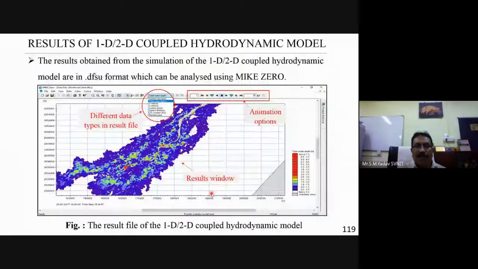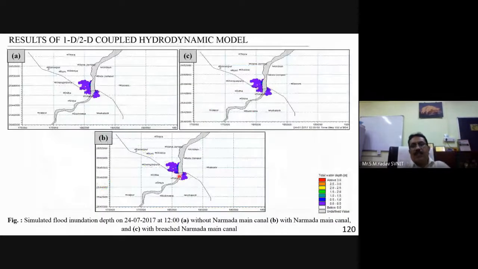This is the result of the coupled 1D 2D hydrodynamic model, wherein you can see the different data types in result files, what you can observe in the results windows, and how the flood has moved. This is very interesting, Dr. T. I would like to draw your attention, and participants, please pay proper attention to how the 1D 2D model can help find out the depth of water when there is an obstruction structure like a canal, and how the water will try to move over it.